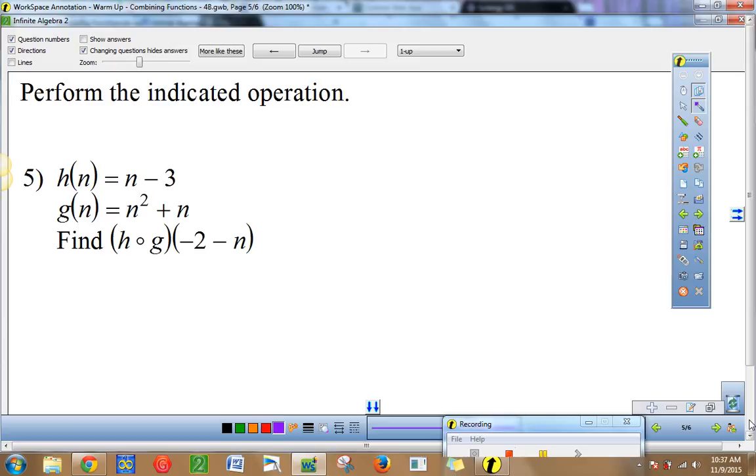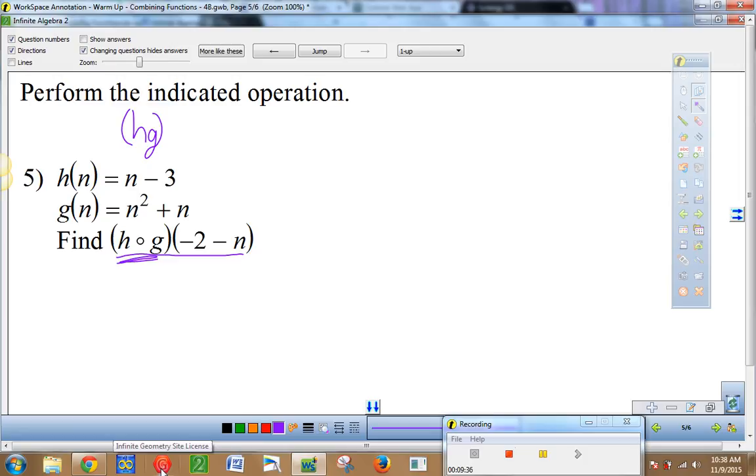What does that mean? What is this? It's not multiplying. It's different than multiplying. Multiplying is just a dot, or it'll have the h and the g together with nothing between them. That would be multiplying. What's this? H of g. Thank you. H of g of negative 2 minus n.